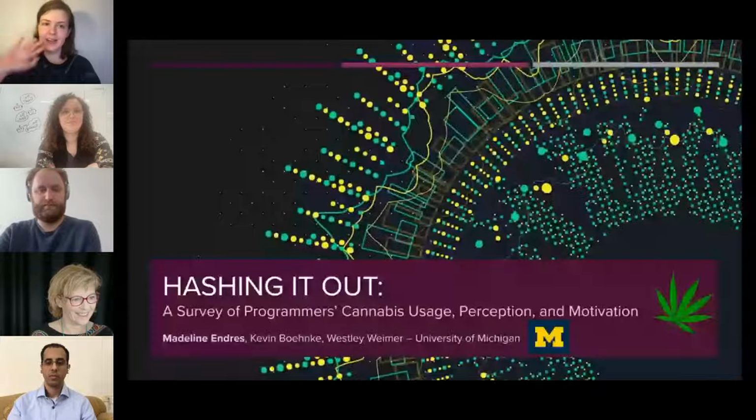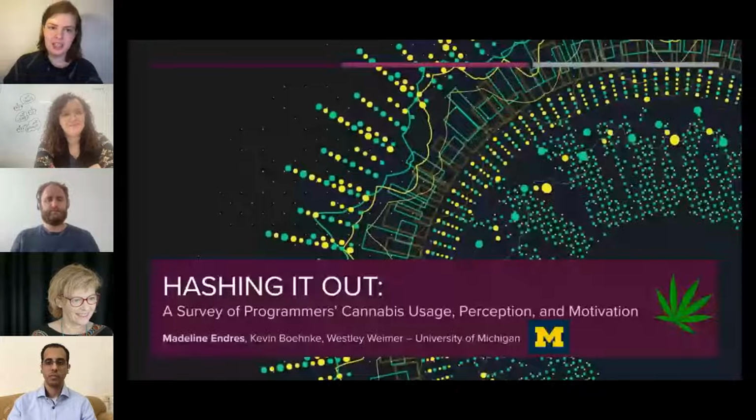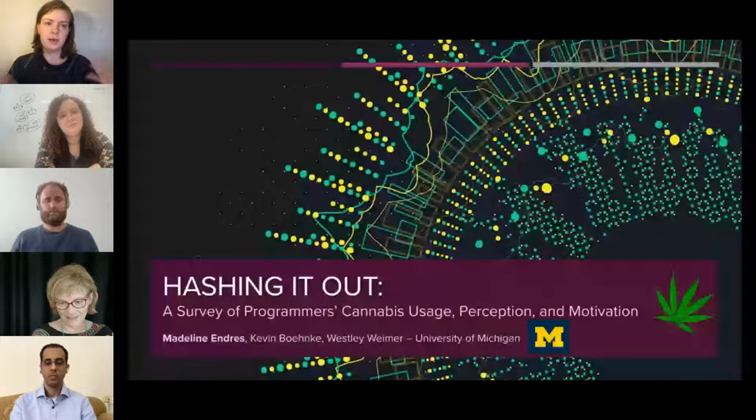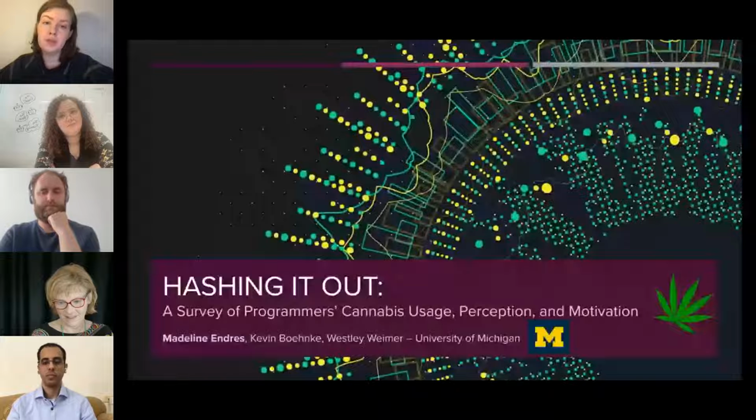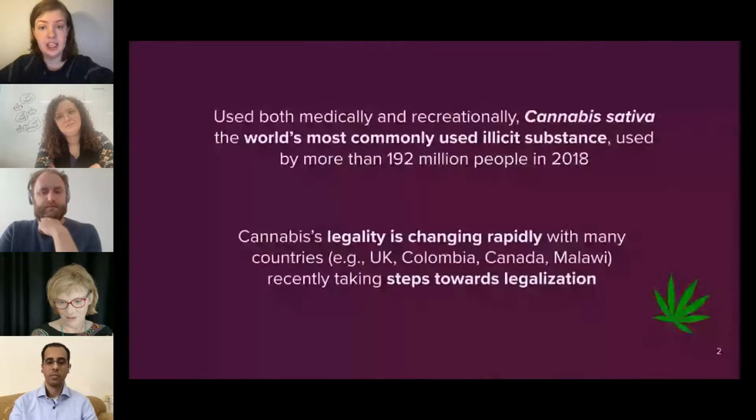Okay, so hello, my name is Madeline Indras, and I'm a PhD student at the University of Michigan. Today I'll be talking about our paper, Hashing It Out. And so to start, cannabis is the world's most common illicit substance. Used for many reasons, the legality of cannabis is changing rapidly. However, cannabis is illegal in many countries, including the United States and China.